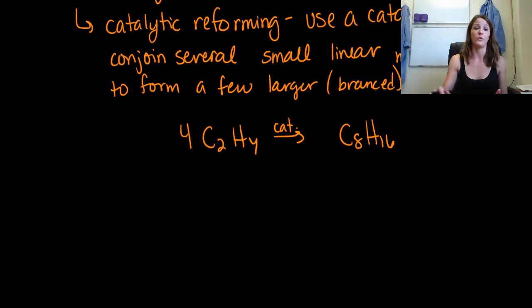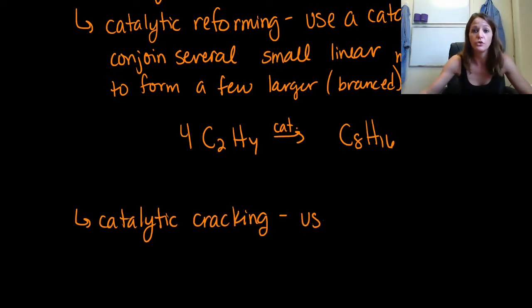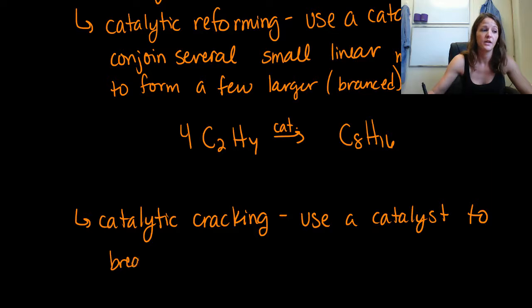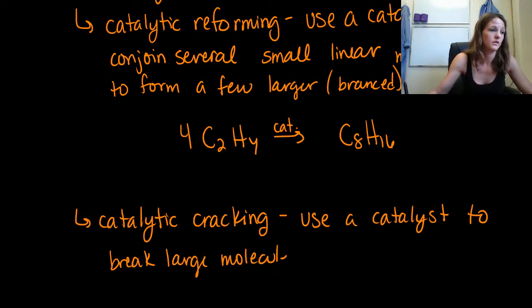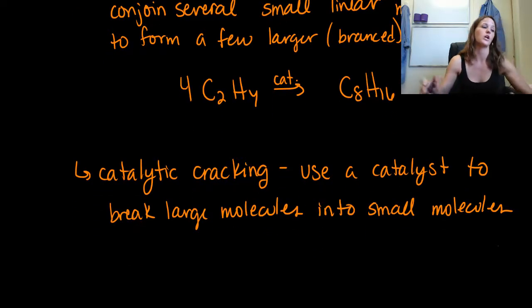Now, the opposite of which would be catalytic cracking, right? Not reforming, but cracking. So catalytic cracking. And again, this is the opposite process. So here, you use a catalyst, but this time, you use it to break large molecules into small molecules. So it's literally the exact opposite, and it's a very, very common process.